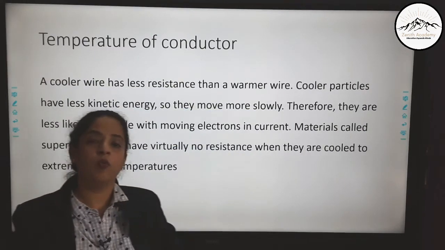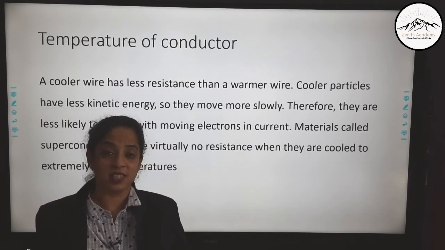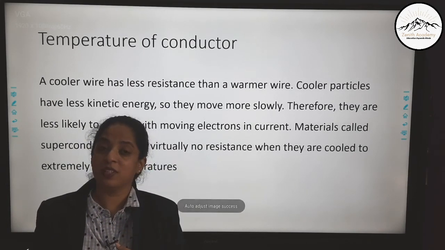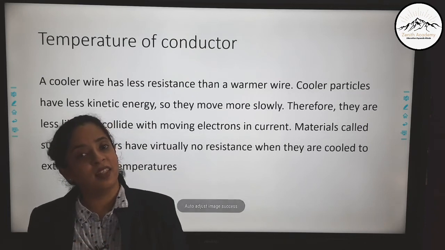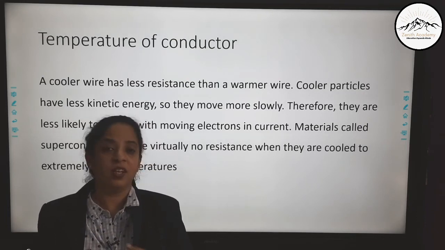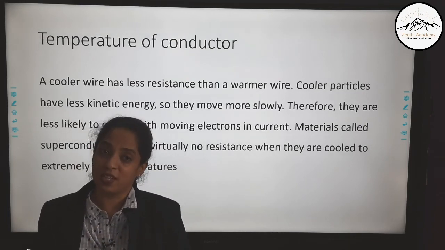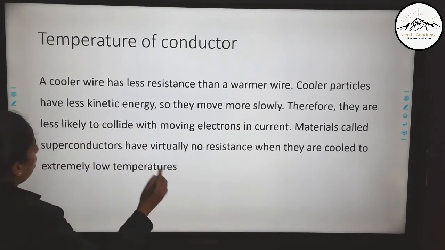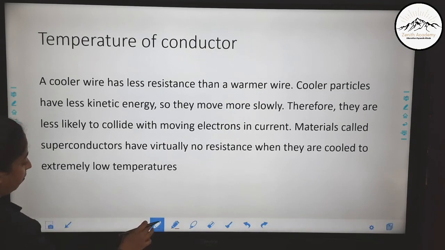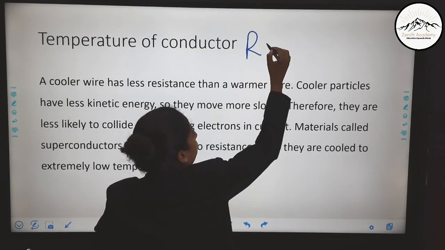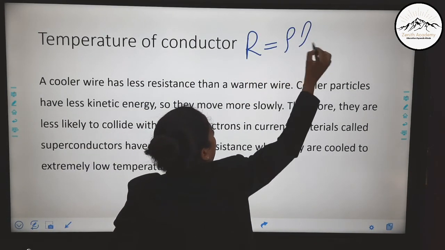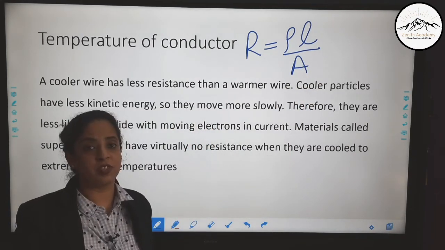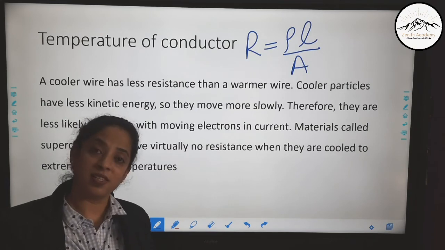So now we know what the factors are that affect the resistance. It is the material, which is directly proportional to the resistance. Then it is length, which is also directly proportional, area, which is inversely proportional, and then the temperature. So we should always remember this formula: R is equal to rho L upon A. With this formula you will be able to answer all the questions related to factors affecting resistance.